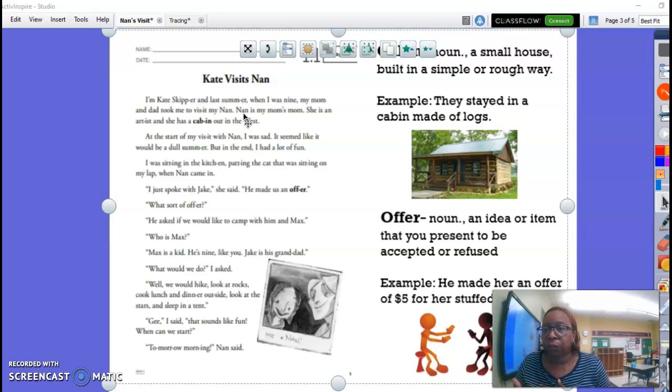Not sure what you called yours, but she went on to tell us that her grandmother is an artist, and she has a cabin out in the West. So, at the start of my visit with Nan, I was sad. It seemed like it would be a dull summer. But in the end, I had a lot of fun.